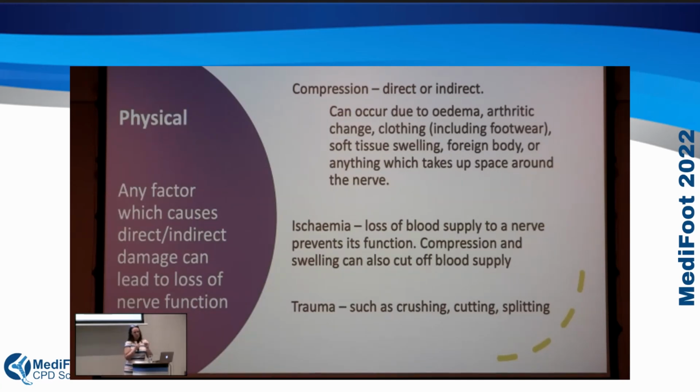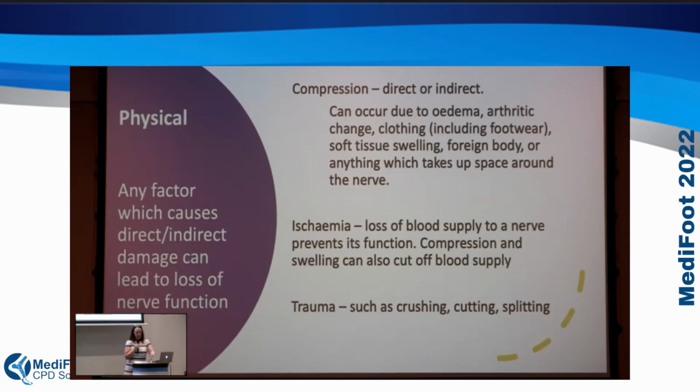Another cause, which is a little bit more indirect, is ischemia. If you have a lack of blood supply to an area and a lack of blood supply to a nerve, the nerve won't function. So again, you will lose the function of that nerve as well. And then things like trauma, so things like crushing or splitting or cutting or anything that causes a direct change to the shape of the nerve can cause a problem as well.